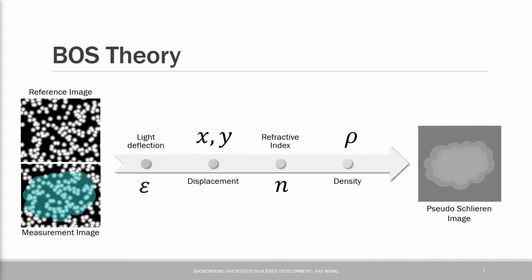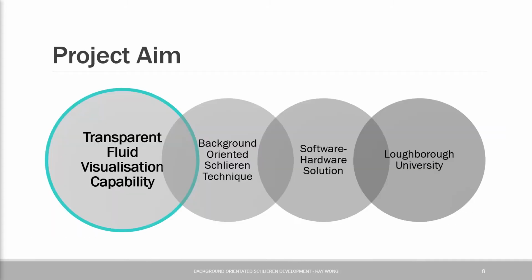And from these deflections, image processing can generate the overall light ray displacement field. Combining this with ray tracing theory, the refractive index and density field are computed, resulting in pseudo-Schlieren images. Therefore, this project aims to bring a robust and flexible visualization capability using the background-oriented Schlieren technique to Loughborough University. A packaged software-hardware solution should be intuitive and accessible for use within the Aeronautical and Automotive department.